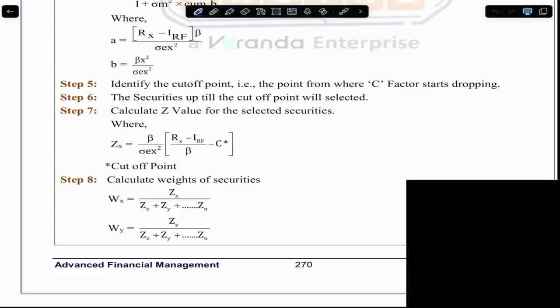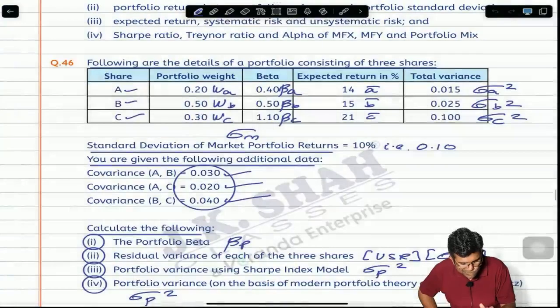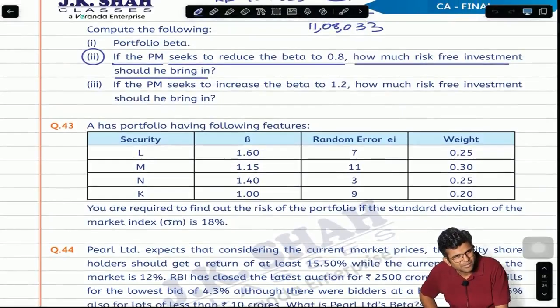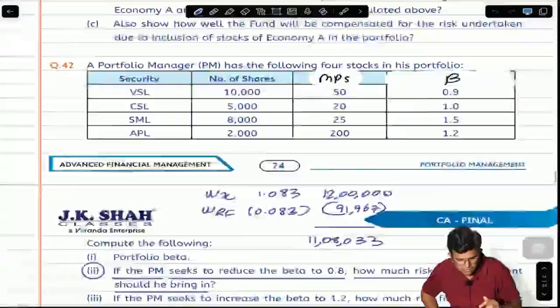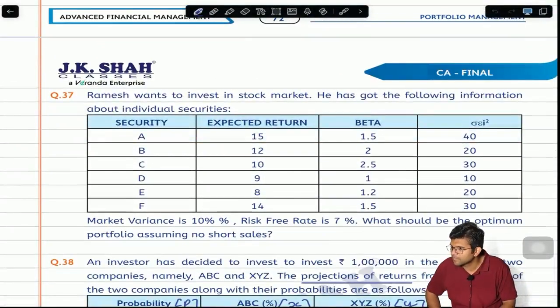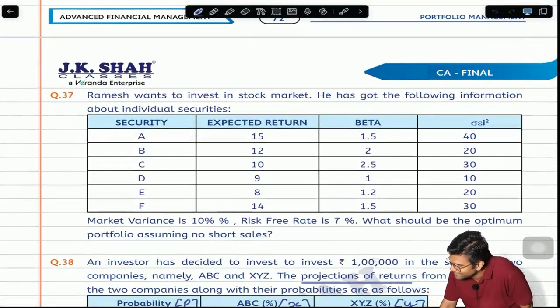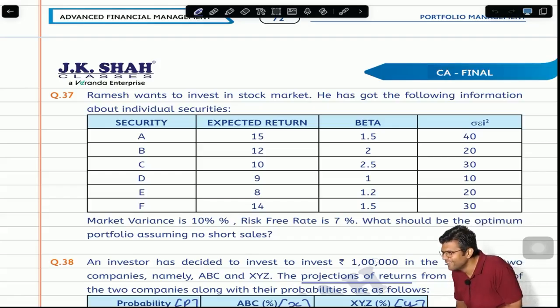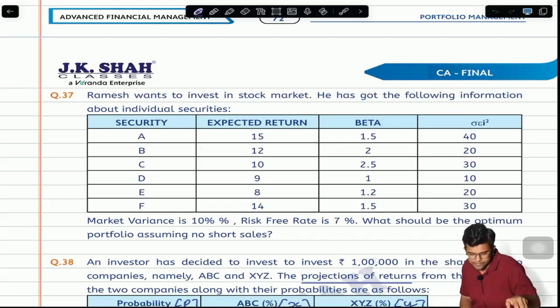Okay, as I come back, please now read question number 37. Nikunj. What are you shouting about? Okay, ready?